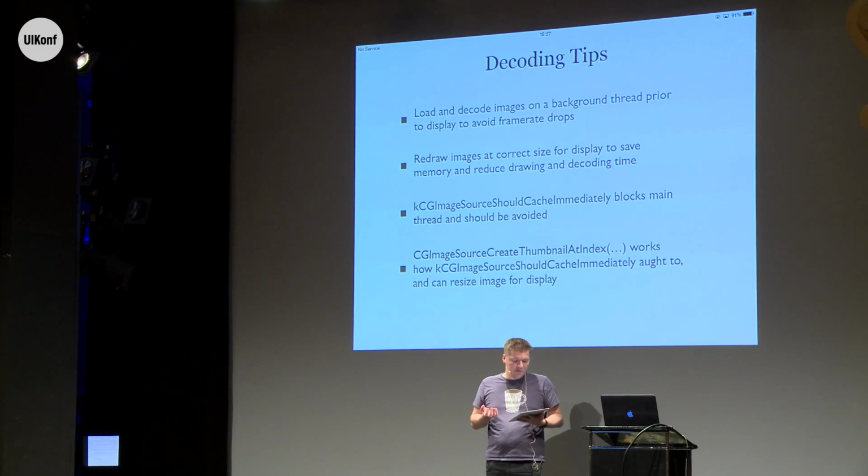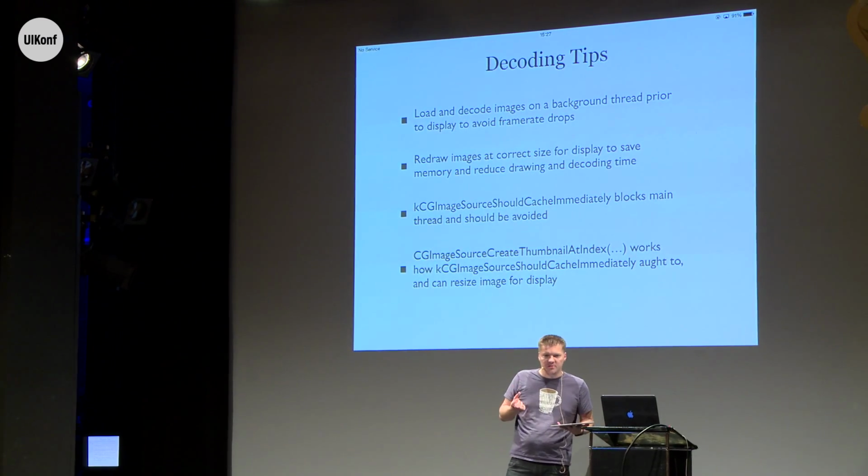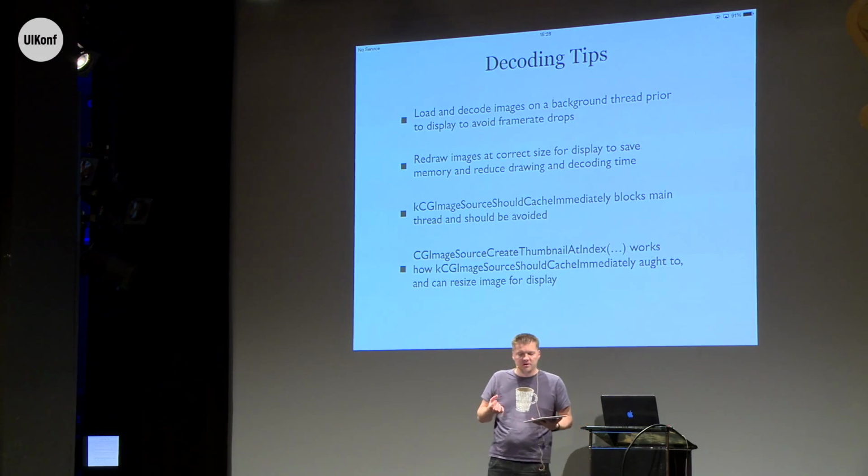You should try and redraw your images at the correct size for display. It's not always possible, because you don't always produce the images, but if you're going to bundle images with your app, bundle them at the size you actually want them to save excess decoding and drawing time. I would say don't use image source should cache immediately unless somebody can figure out a different use for it than this, because it just doesn't really help.